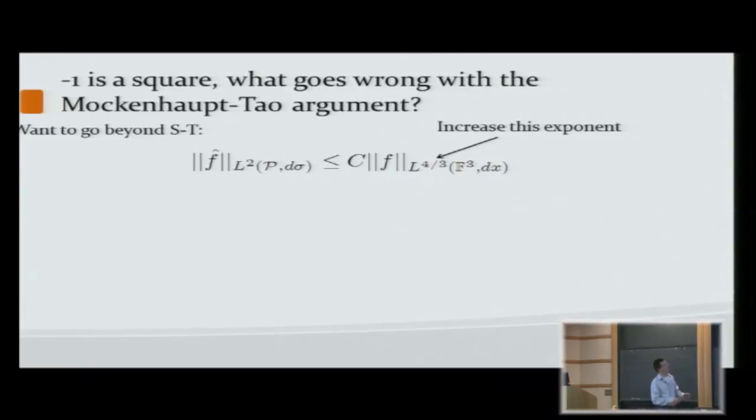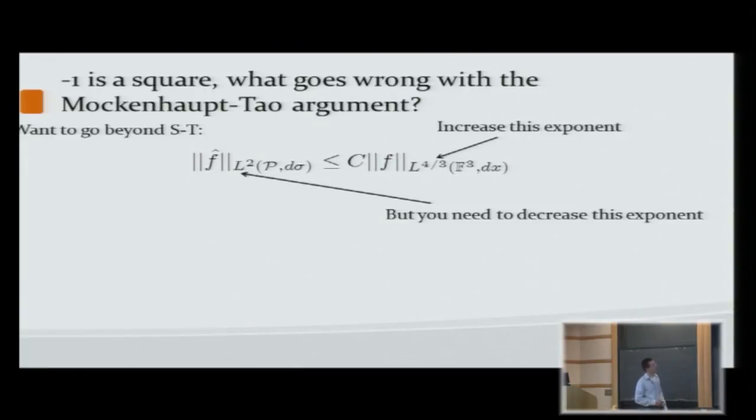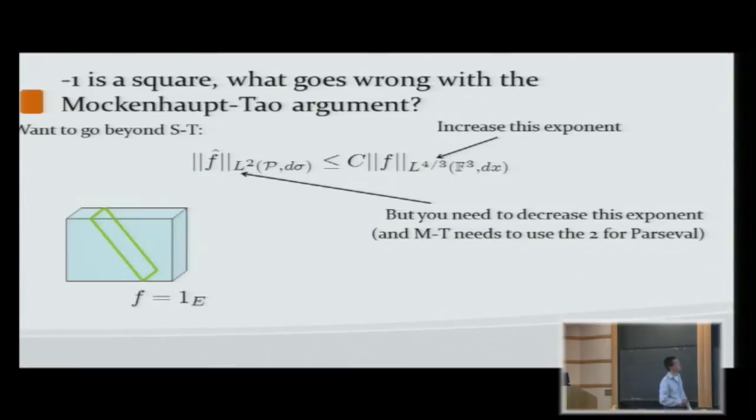And so if you want to increase this exponent over here, which corresponds to going below 4 in the dual formulation, then I need to change this 2 to a smaller number. But once I change 2 to a smaller number, I can no longer use Parseval and Plancherel and all these L2 tricks, and so the problem becomes much more difficult. Right, so we need to decrease this exponent to have any hope of increasing this exponent over here. This is where Mockenhaupt and Tao use this in a crucial way.